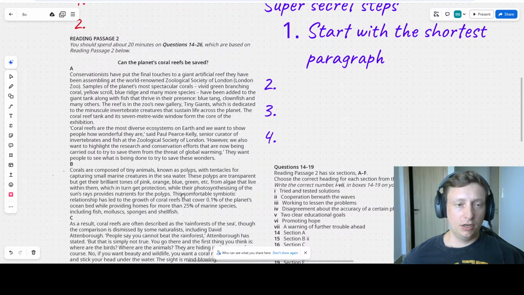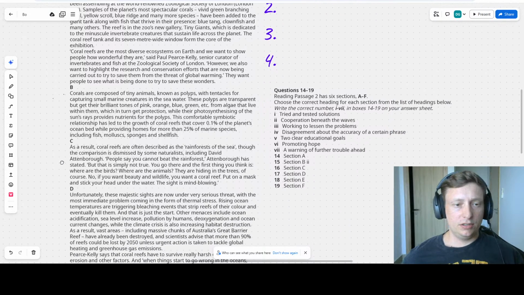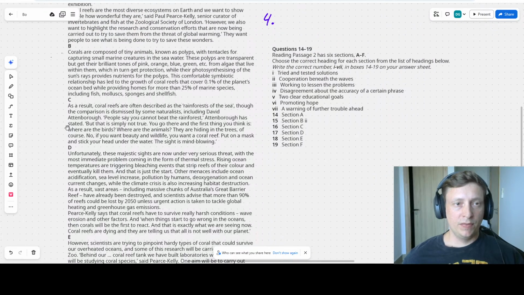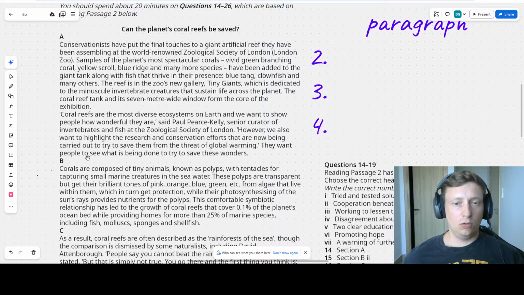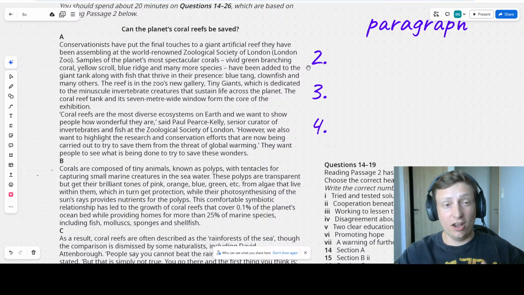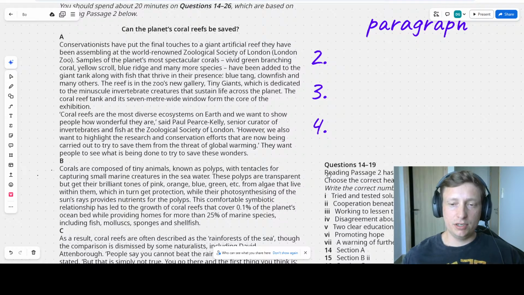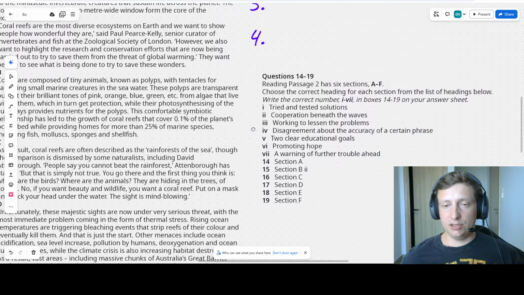If we have a look at this reading, we have lots of different paragraphs that are different lengths. Let's say, for example, we started with A that has all of this information in it. The likelihood of us getting it wrong is much higher than if we were to start with a short paragraph. And for matching headings, it's really important to get the first 2 or 3 answers correct, because if you get them wrong, you're going to get all of matching headings wrong. Let me explain to you why.